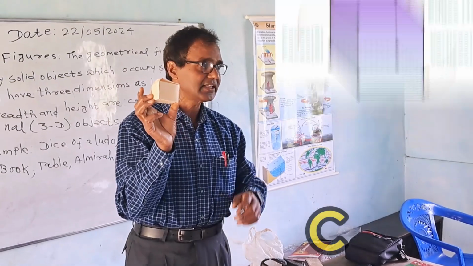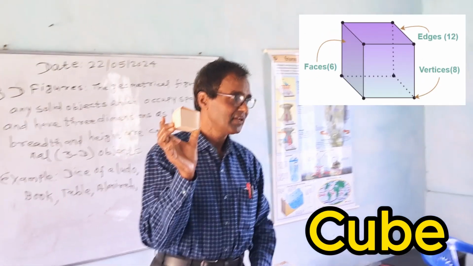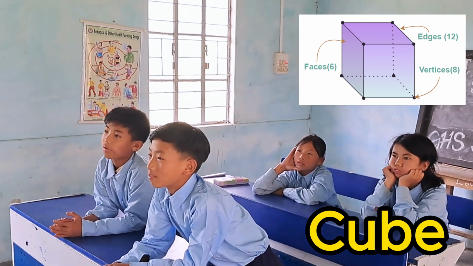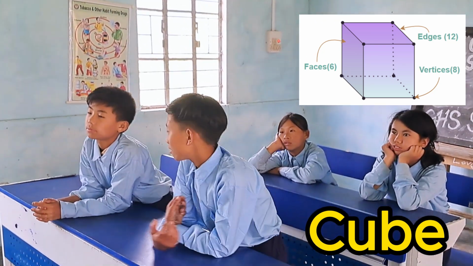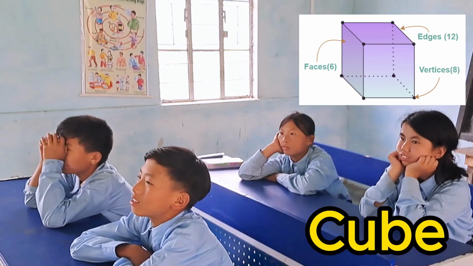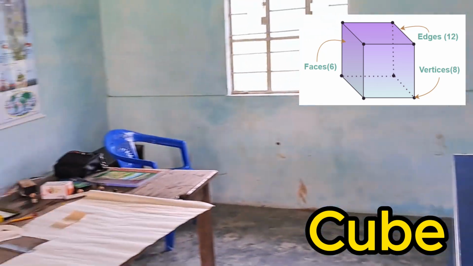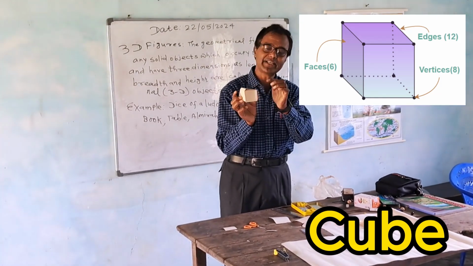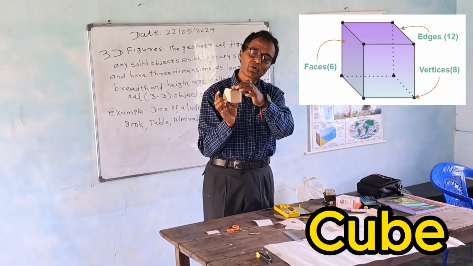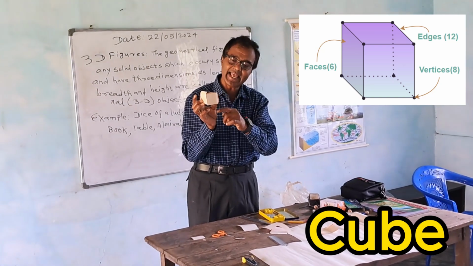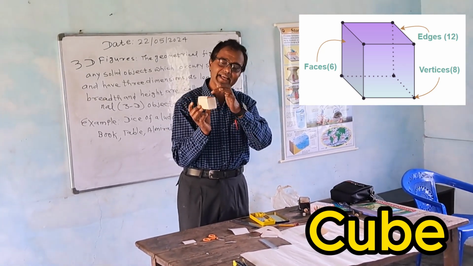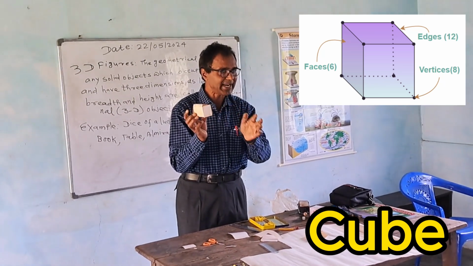See here, this is a box. This is an example of cube. It is of course a box, but it is a cube, and each length, breadth, and height is 2 inch. From here to here 2 inch. From here to here 2 inch. From here to here 2 inch. From here to here 2 inch. Length, breadth, height. So everywhere is equal length, breadth, and height.